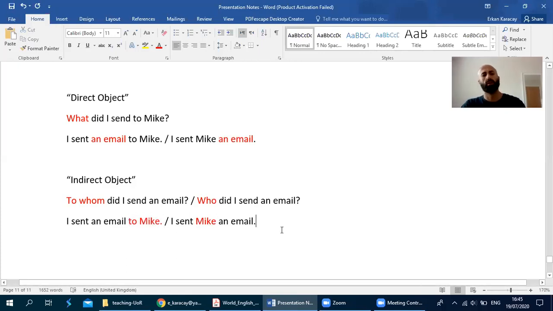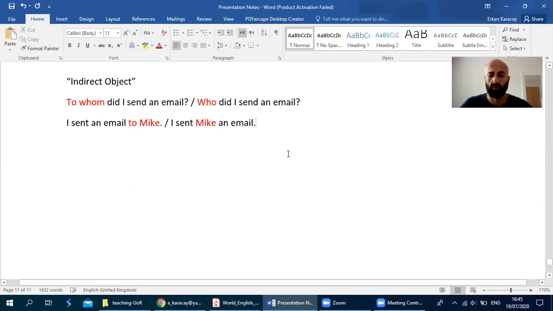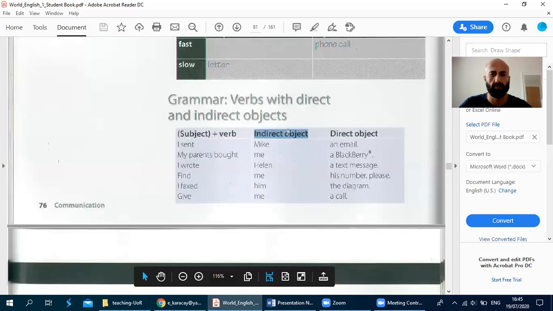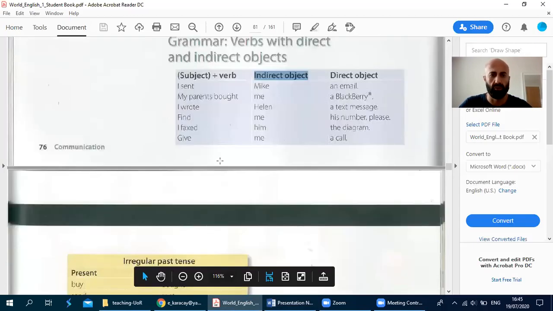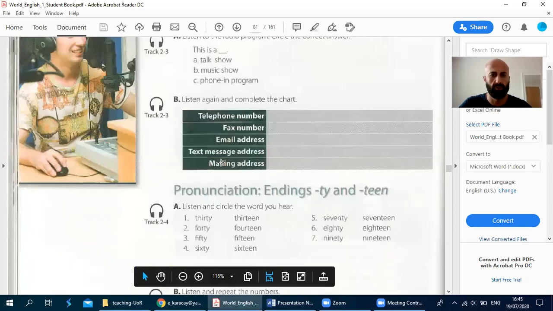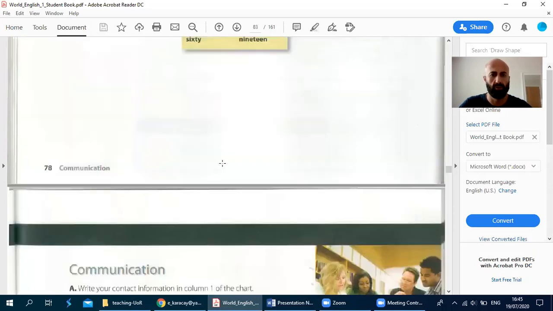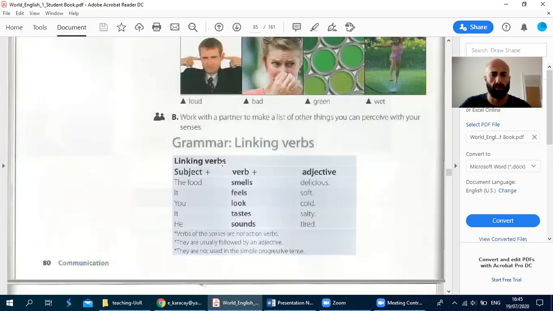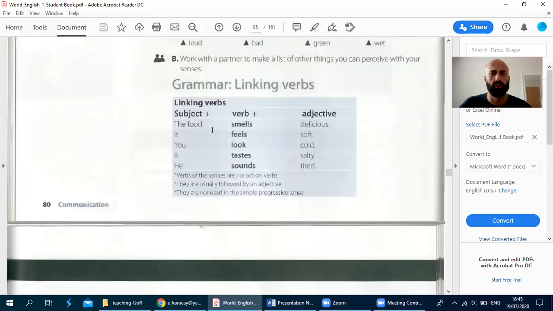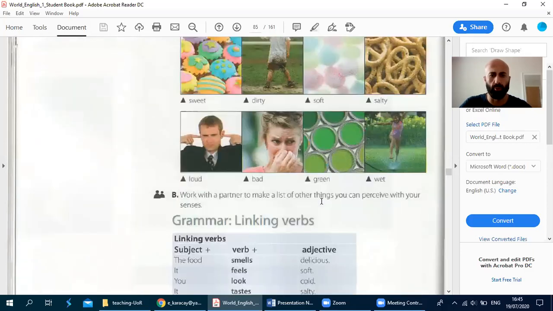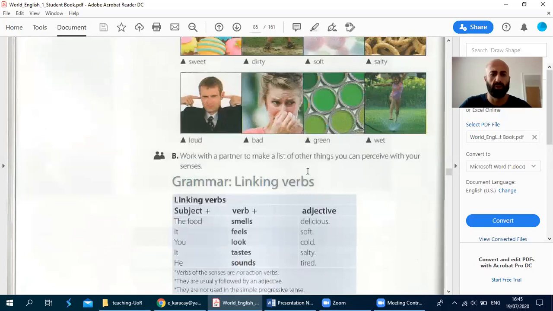So that's it for this grammar topic. And let's do the second part of our grammar. This one. The grammar is linking verbs. Linking verbs. Let me share it with you.